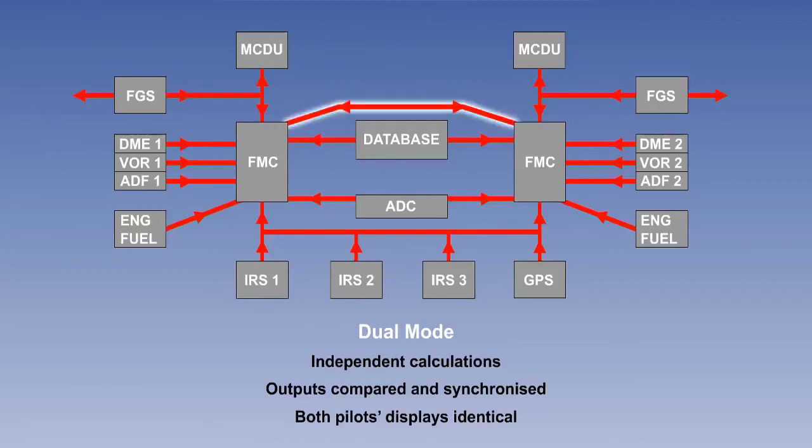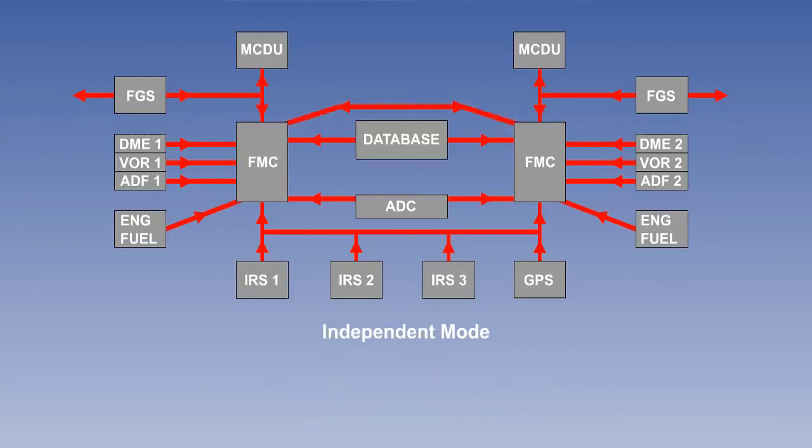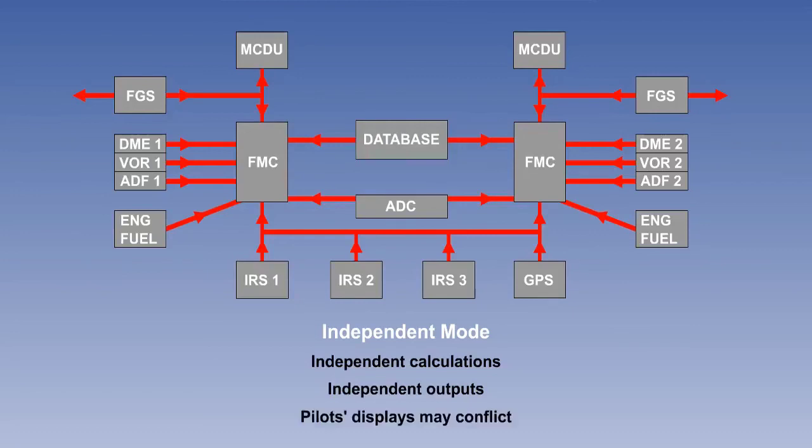However, if the cross-check shows a discrepancy above a predetermined value, the system changes to independent mode. This happens automatically in some systems and is selected by the crew in others. The synchronizing link between the two systems is broken. Now we have independent calculation and independent output. The pilots' displays may now conflict, and, if they do, it is up to the crew to choose which is the most likely to be correct.